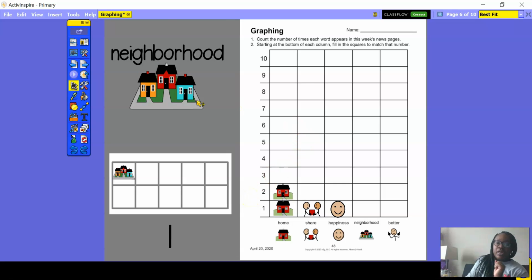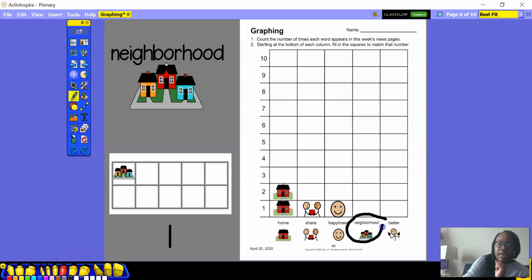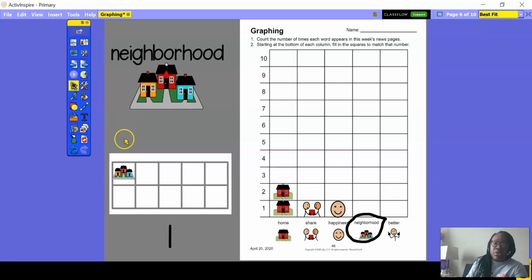Our next word is neighborhood. So I'm going to circle it on our graph. Neighborhood. All right, and neighborhood was in our story only 1 time. So let's touch and count. Here we go. 1. So how many times did we see the word neighborhood? 1 time. So I'm going to take my neighborhood, put it on my graph.